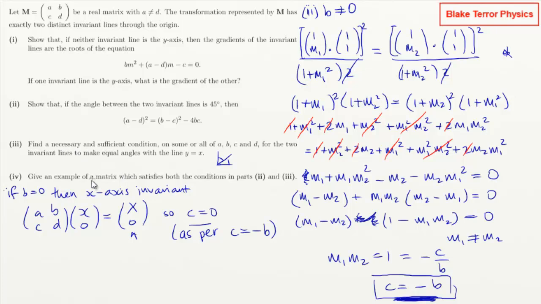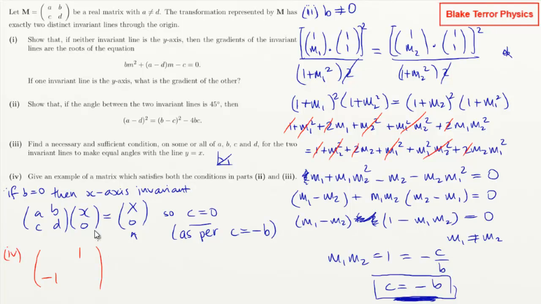Right, so last bit then, part 4. Give an example of a matrix which satisfies both the conditions. All right, that should be pretty easy then. I need a new sheet for that. So we need something which satisfies C is equal to minus B. So let's say we've got a 1 and a minus 1. Let's go with that.